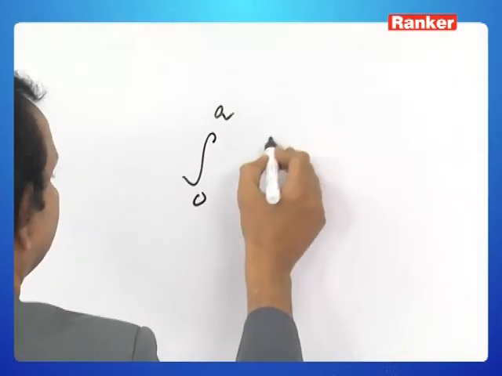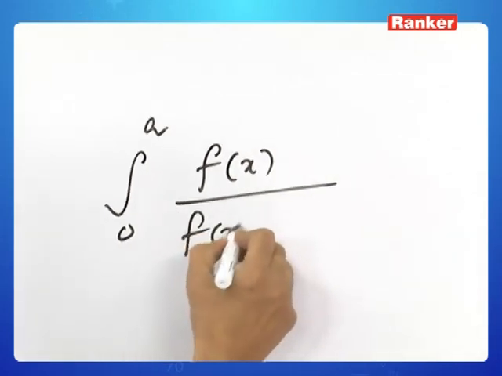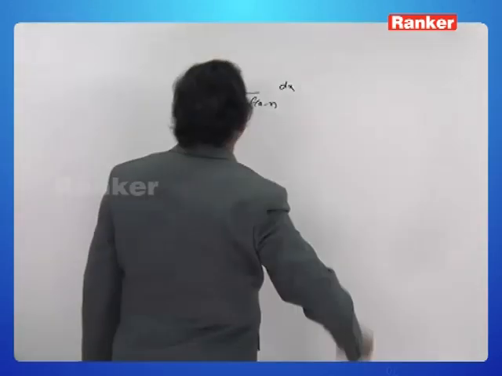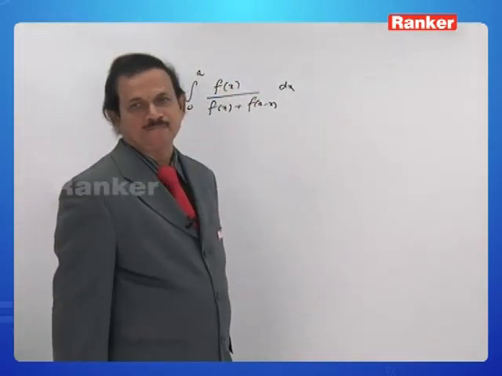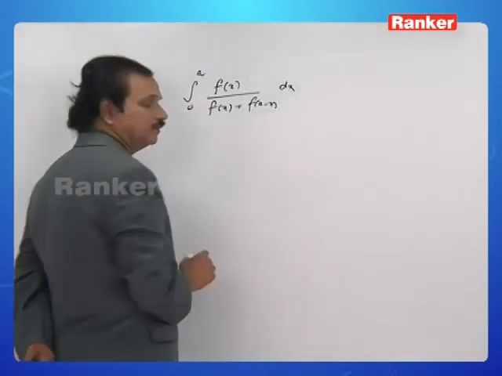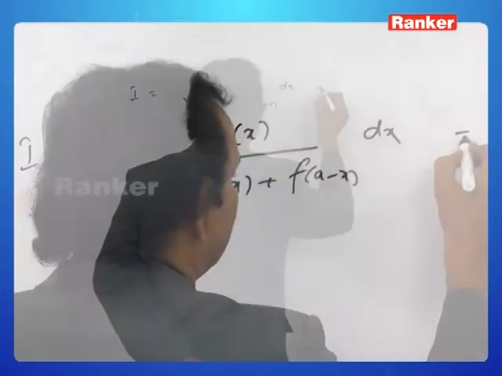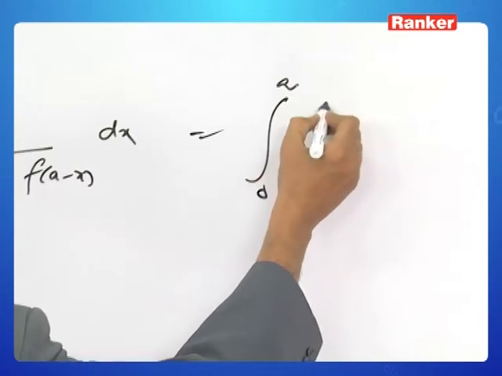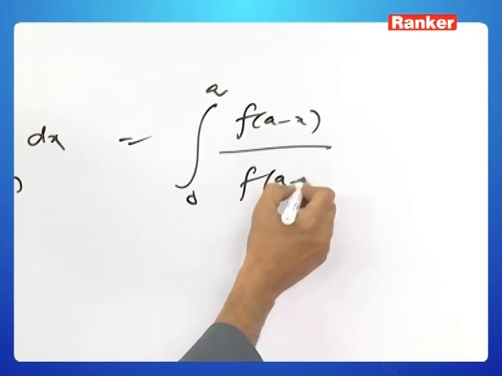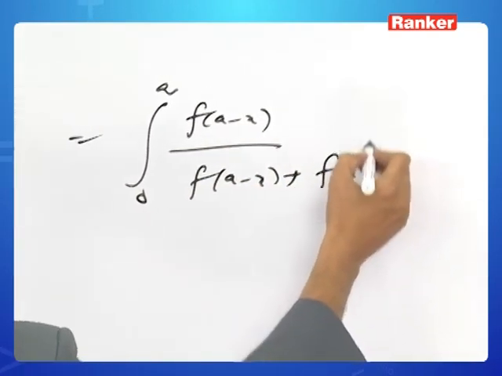Integral 0 to a f of x by f of x plus f of a minus x. Suppose you have such a thing. Let me call this I. Now you replace x with a minus x. This is integral 0 to a f of a minus x by f of a minus x plus f of a minus of a minus x, which is just f of x, dx.